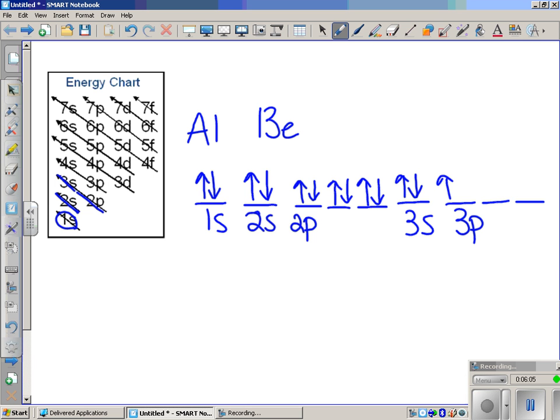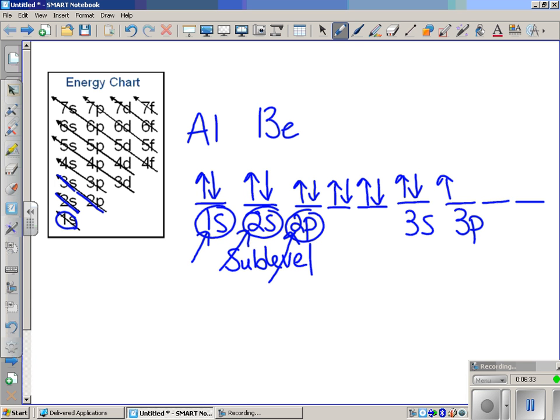Again, we're going to write everything out. We're going to use lines to represent the orbitals, which is why it's called an orbital diagram, and arrows to represent the electrons. And by the way, when you look here, these numbers and letters represent the sublevel, and the principal energy level can be seen by the first number. If it's a 2p apartment, you're on the 2nd floor.